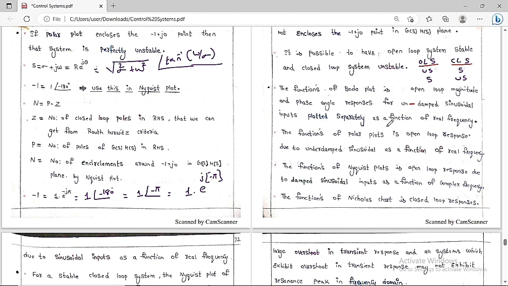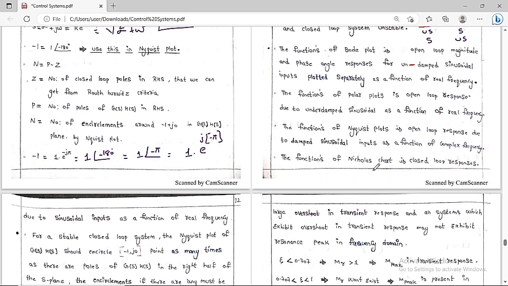For Bode plot, we are going to use the undamped sinusoidal inputs, whereas for polar plot, we are going to use the underdamped sinusoidal inputs, whereas for the Nyquist plots, we are going to go for the damped sinusoidal inputs. Undamped, underdamped, damped. So these things you always have to keep in your mind.